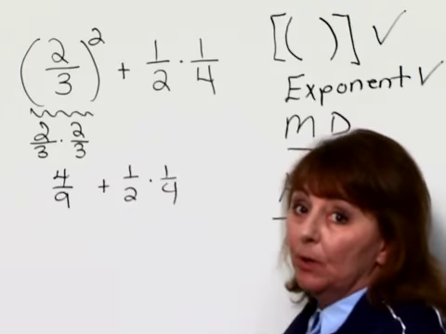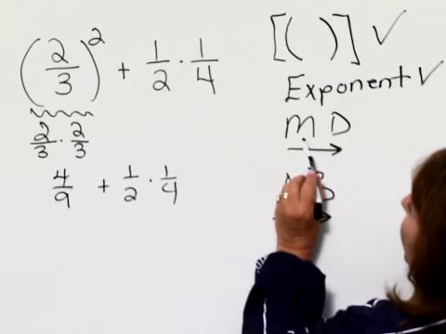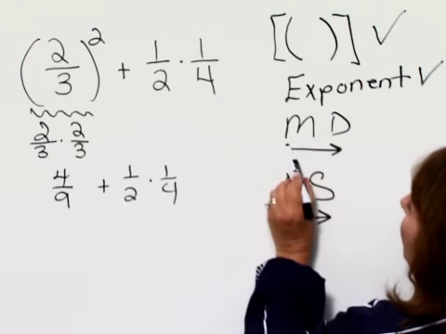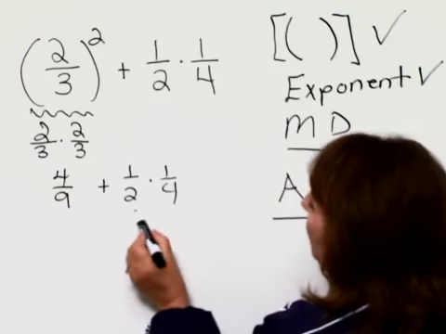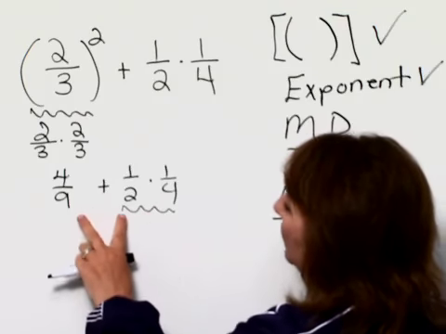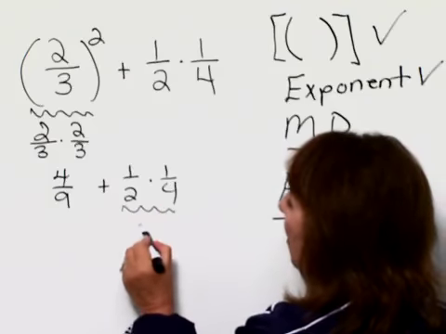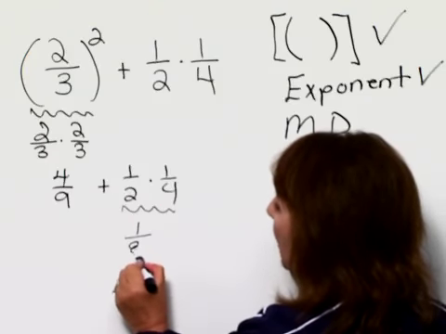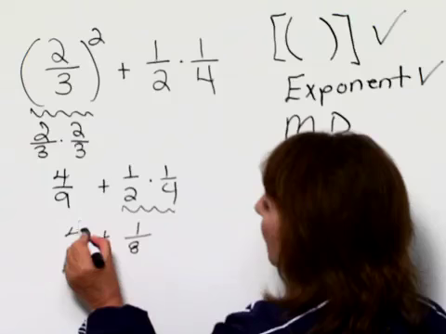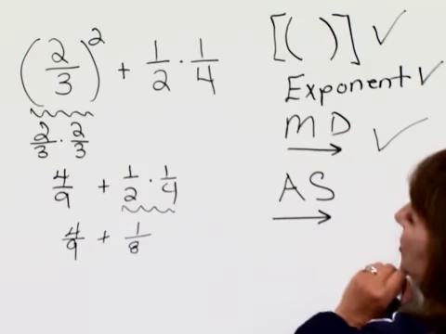Now we go back to our list and we look and see what's next. On the list it says do any multiplication division as they appear from left to right. So when we go to the problem we see that we multiply 1/2 times 1/4 before we do the addition. So that's what we're going to do right now. We multiply and we get 1/8. So we have 4/9 plus 1/8 and we're done with our multiplication and division.